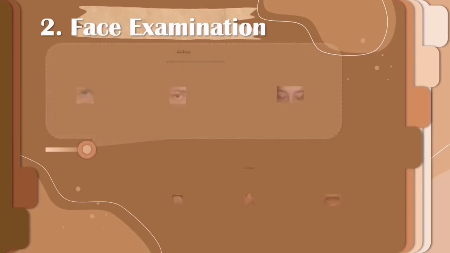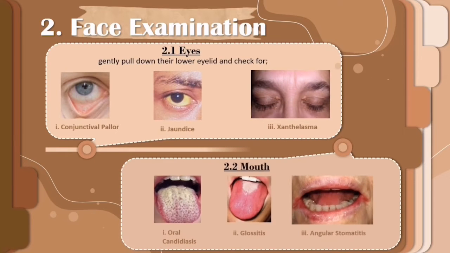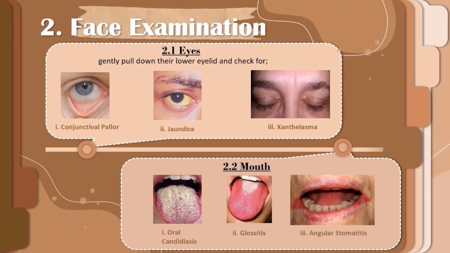Moving on to face examination. First, inspect the eyes by gently pulling down their lower eyelid and check for conjunctival pallor, which suggests underlying anemia. Then look for evidence of jaundice in the eye or xanthelasma, which is a raised cholesterol-rich deposit around the eye.